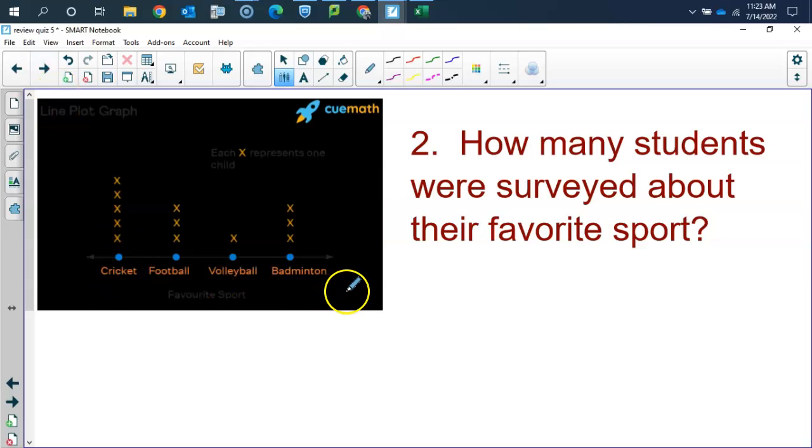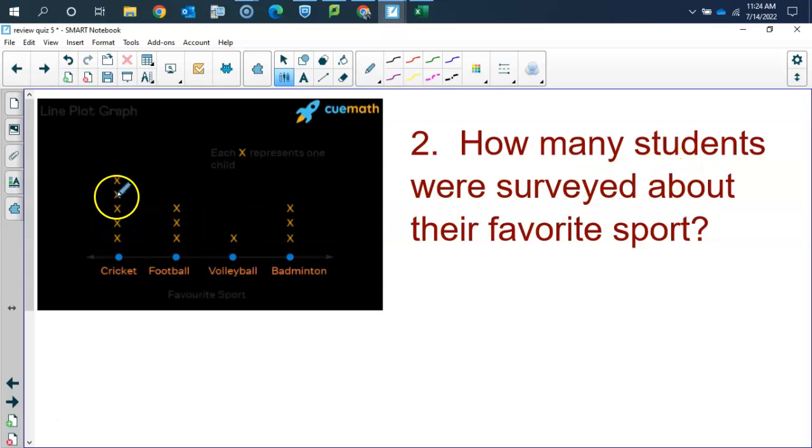All right, here we have a line plot. It says each X represents one child. They asked what their favorite sport was. Favorite is spelled the European way: cricket, football, volleyball, or badminton. So a line plot would also be a way to organize students. How many people were surveyed about their favorite sport? Go.